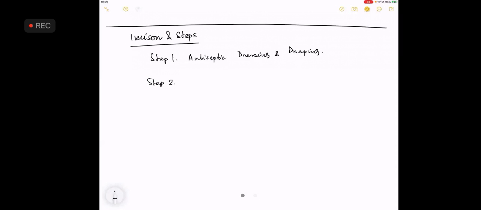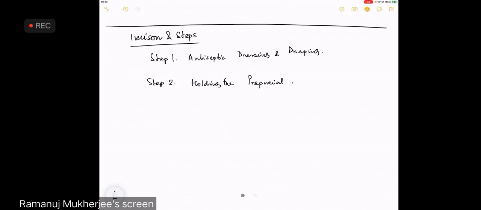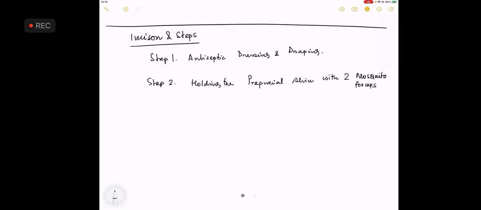now is holding the preputial skin with 2 mosquito forceps and a release of adhesions of glands with prepuce.